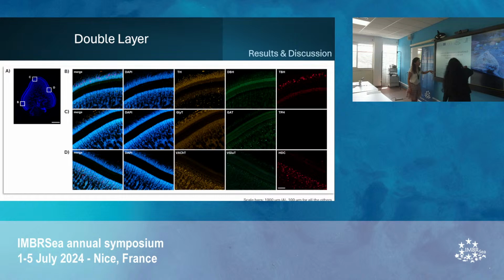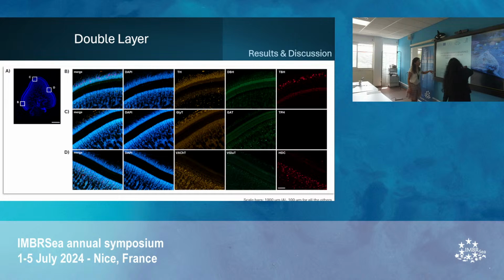So we categorized the results into the regions: double layer, medulla, and the peduncle lobe. In the double layer, image A is the representative image of the whole slice of the optic lobe, sectioned coronally, and you can see that these rows of images were acquired in these particular regions. You can see the outer granular layer, the plexiform zone, and the inner granular layer, all pretty clear.